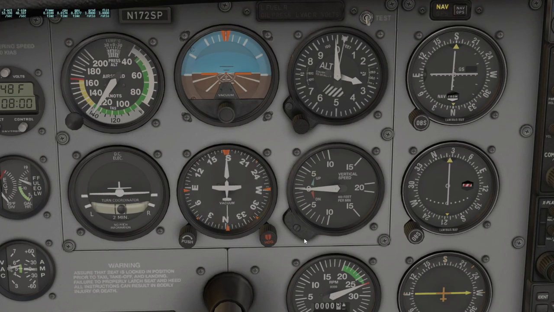And you've been instructed by ATC to intercept, let's say, radial 270.